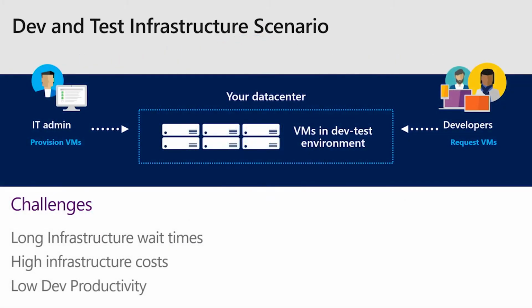But what we see today is this. This is the reality in today's on-prem IT world. We have the developers constantly bombarding the IT admins, requesting dev and test infrastructure. The demands keep changing, the requests are very rapid, and the IT admins find it extremely hard to keep pace with that speed of change. So what we see is challenges like these. We have long infrastructure wait times, we have high infrastructure costs, and obviously, we have low developer productivity because a lot of time is wasted in simply waiting for resources.